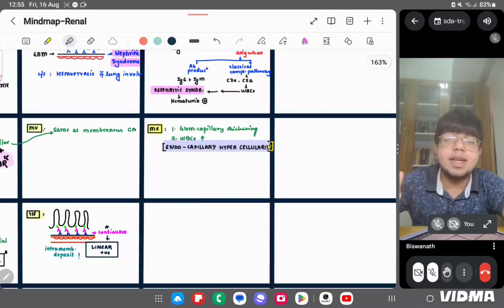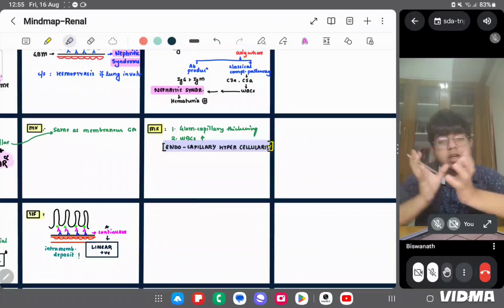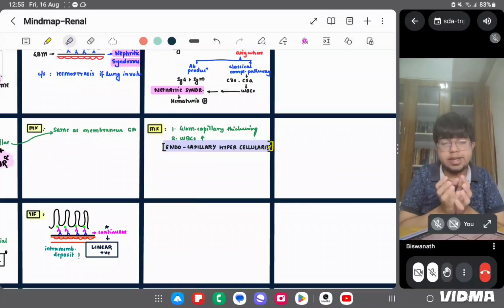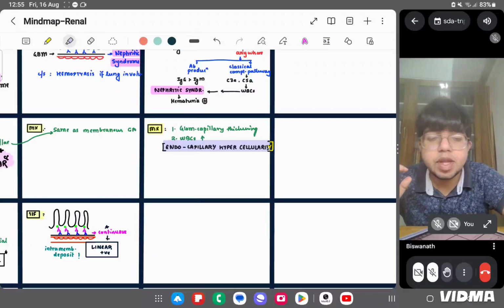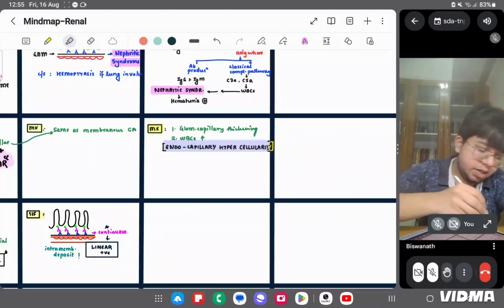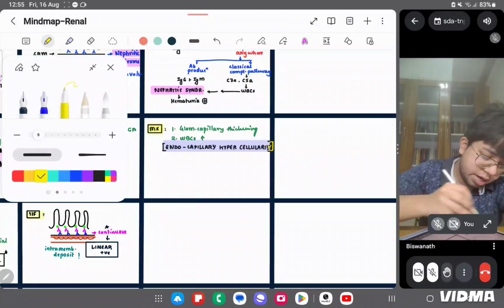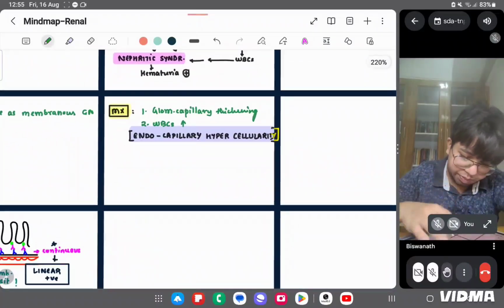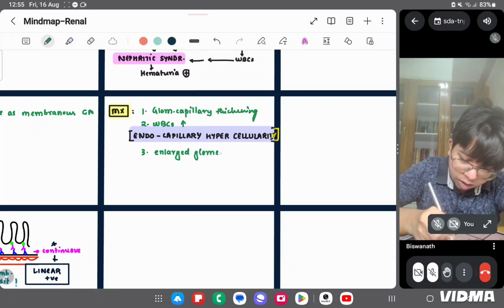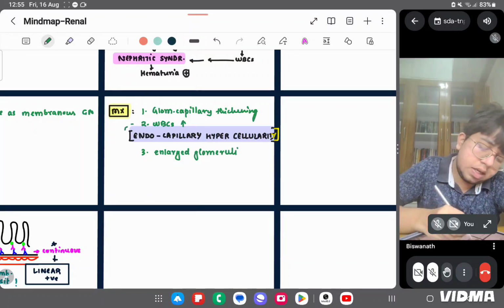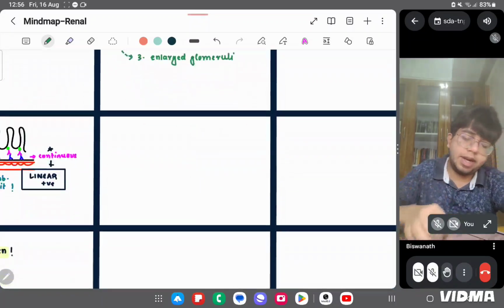Plus, due to increased filling, since the glomerulus is a bag-like structure, there will be a slightly enlarged glomerulus as well. The size of the glomerulus will increase, and this increase in WBCs is responsible for the enlarged glomerulus.